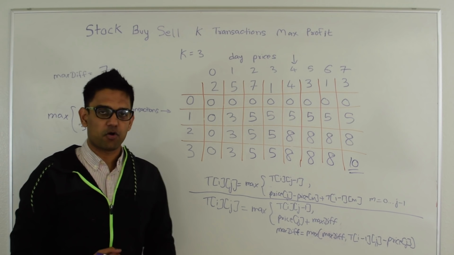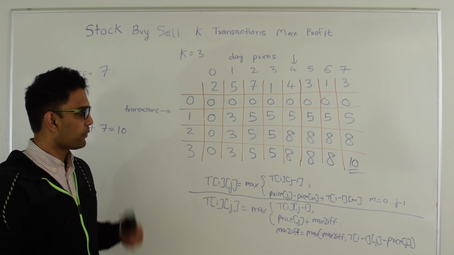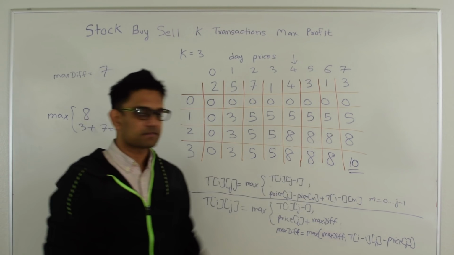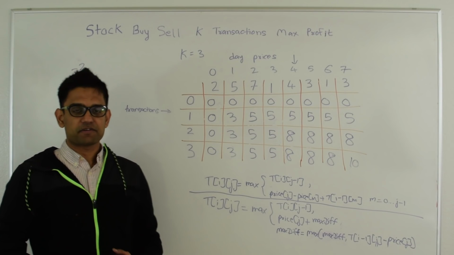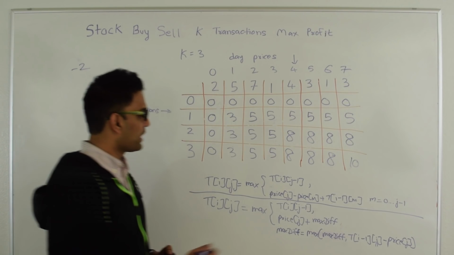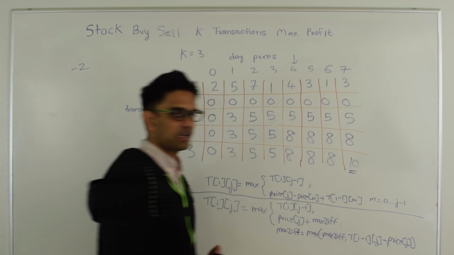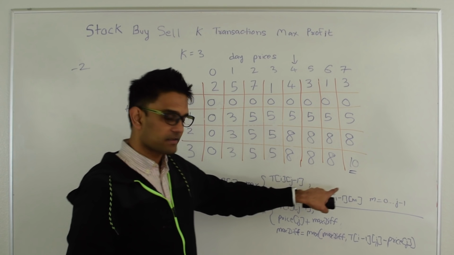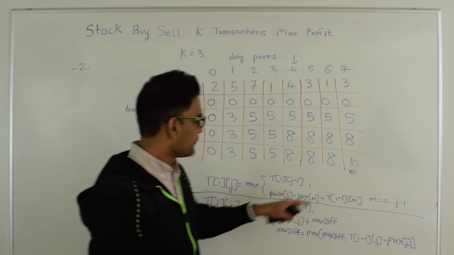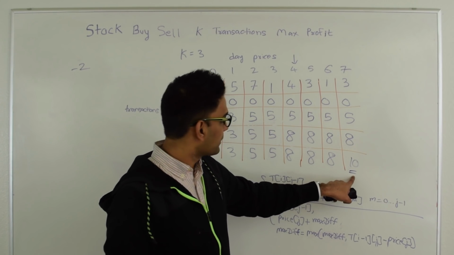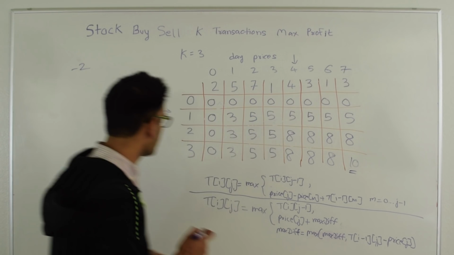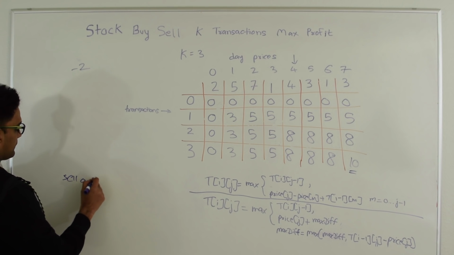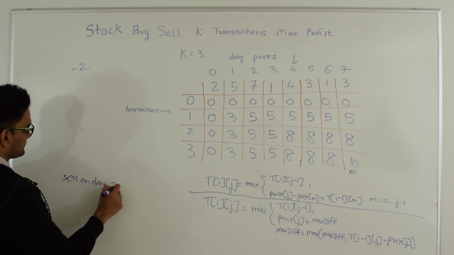Finally, before looking at the code, let's see how we find out the days on which to do the transactions to get this profit. Let's retrace our steps back and try to find out how we got this maximum profit 10. So basically on what day we should buy and sell. This 10 is not coming from this 8, which means that there is a transaction completing at this point, so we are selling on day 7. So sell on day 7.